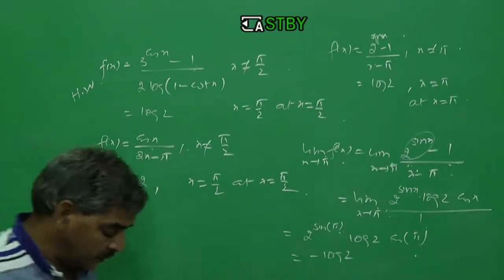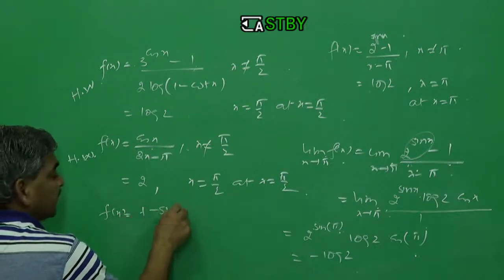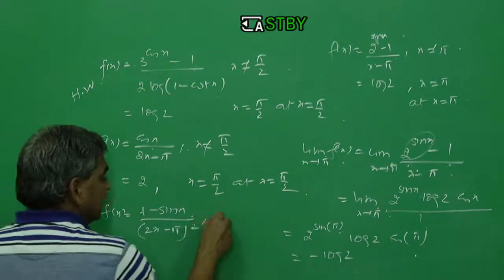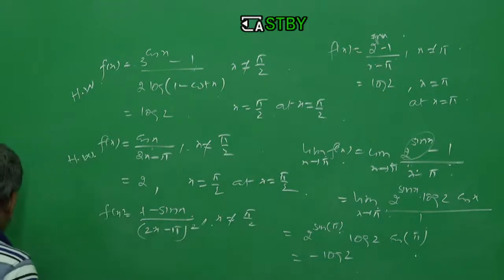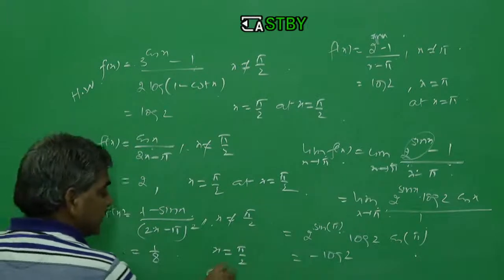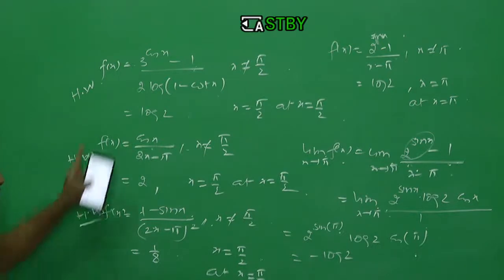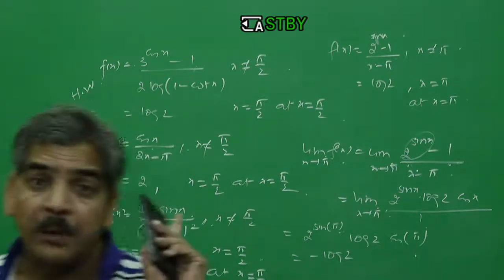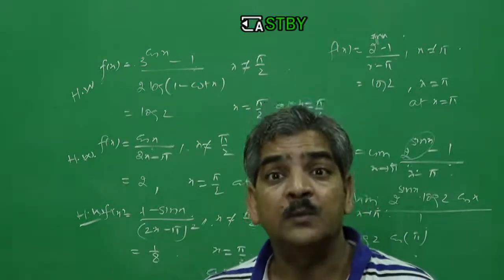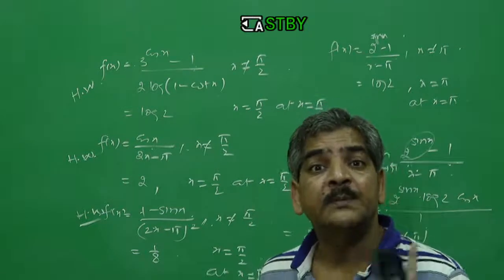And one more problem I give as homework, a simple example. f of x is equal to 1 minus sin of x whole upon 2x minus pi the whole square, x is not equal to pi by 2. This is equal to 1 by 8 if x is equal to pi by 2, at x is equal to pi by 2. So this is also for homework. Okay, these 3 problems I have given as homework. After solving the problems, by 9:30 in the evening you have to WhatsApp me. Solve the solution, take a photo of it and WhatsApp it to me.